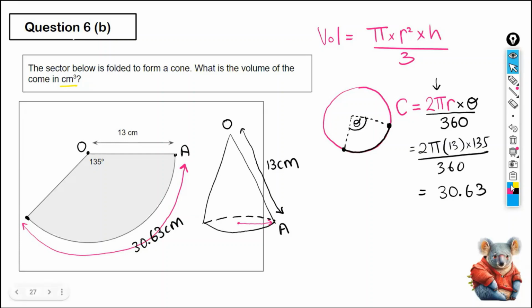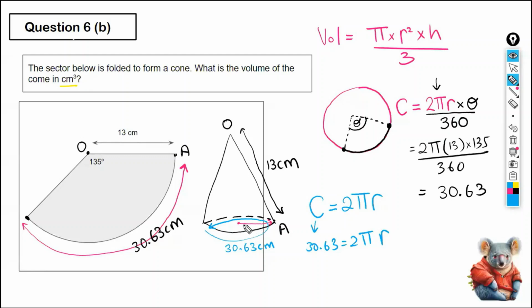So now if I take this sector and I make a cone out of it, this distance underneath, this blue line, would be 30.63 centimeters as well, because I'm just taking that same 30.63 and turning it into a full circle. So couldn't we find the radius here now? How do you find the circumference of a circle? 2 pi r. We have the circumference, which is 30.63, and we want to solve for r now, which is the pink line.